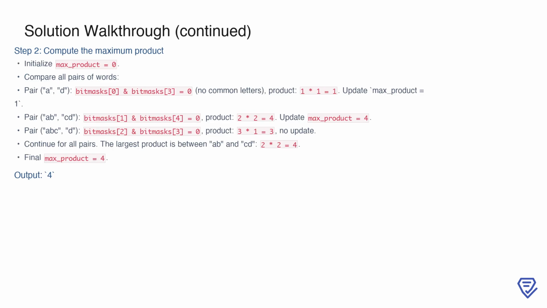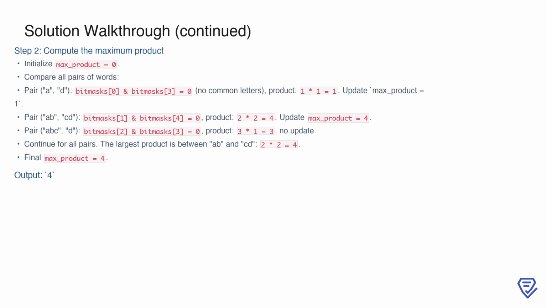With the bitmasks ready, we now compute the maximum product. Starting with the pair a and d, their bitwise AND is 0, meaning no common letters. The product of their lengths is 1 times 1, which equals 1, so we update max_product to 1. Next, for ab and cd, their bitwise AND is also 0, and their product is 2 times 2, which equals 4. We update max_product to 4. For abc and d, there are no common letters, but their product, 3 times 1, is smaller than the current maximum, so no update is made.